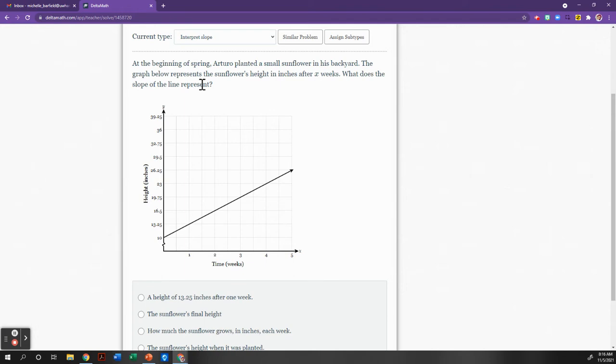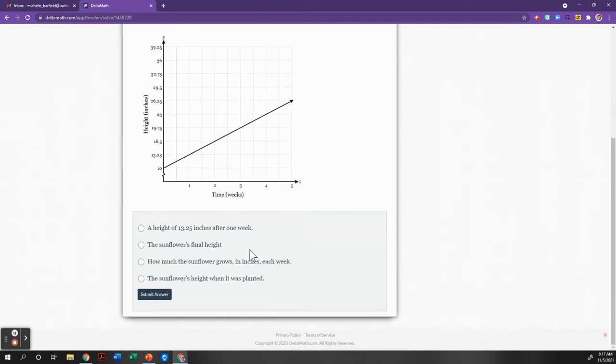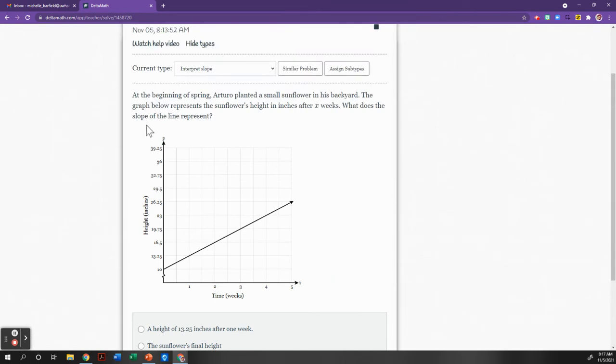Time in weeks. What does the slope of the line represent? So you've got four choices here. A height of 13.25 inches after 1 week. The sunflower's final height. How much the sunflower grows in inches each week. The sunflower's height when it was planted. When it says slope, you are looking for something that is describing a rate of change. So how it is changing.